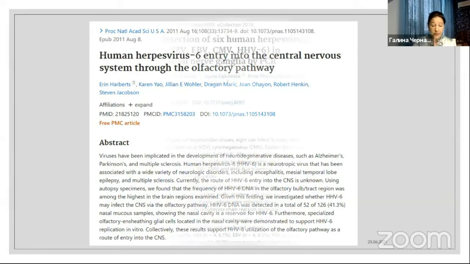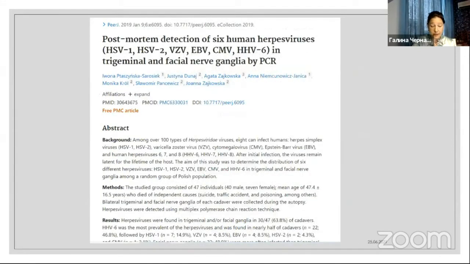And finally, Ewa Plazinska-Sarosek et al. found DNA of all 6 herpes viruses in trigeminal or facial ganglia of cadavers. But human herpes virus 6 was the most prevalent of all herpes viruses. And this fact partly clarifies why this virus has the highest rate in my investigations.